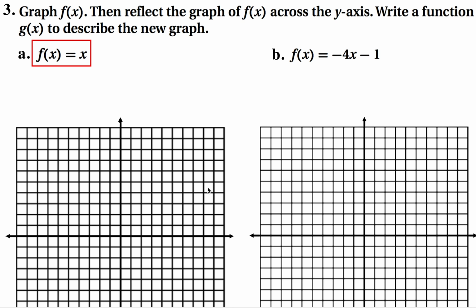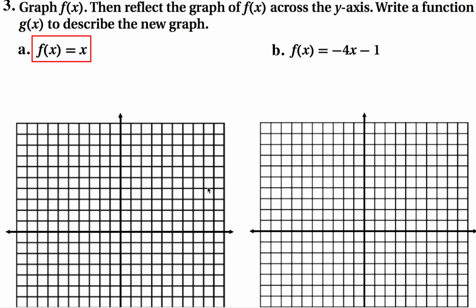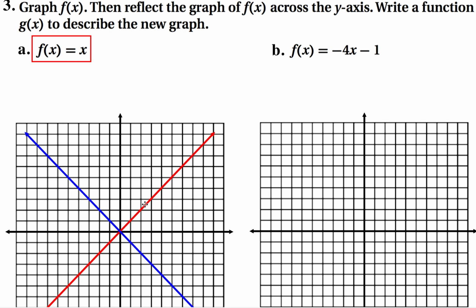Number 3, we're going to graph f(x), and then we're going to reflect the graph across the y-axis. So here we have in this graph in red f(x), and then I graphed g(x) in blue. We also need to write a function to describe g(x). So this one, g(x), would equal the opposite of x, right? It's just the slope times negative 1.